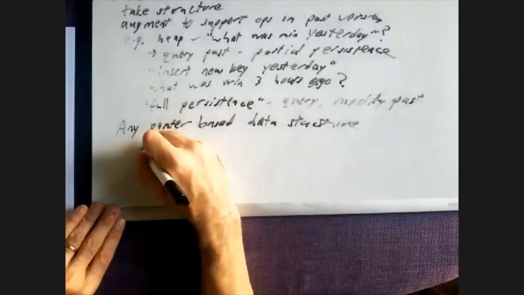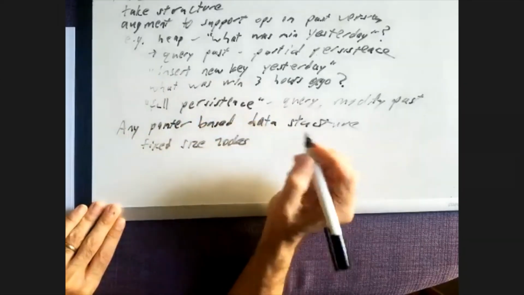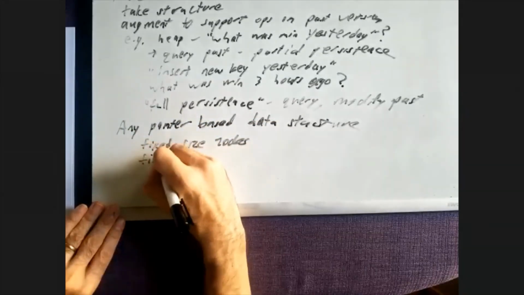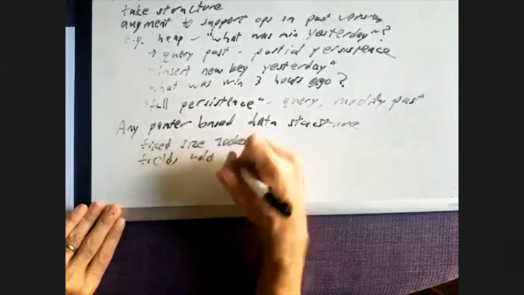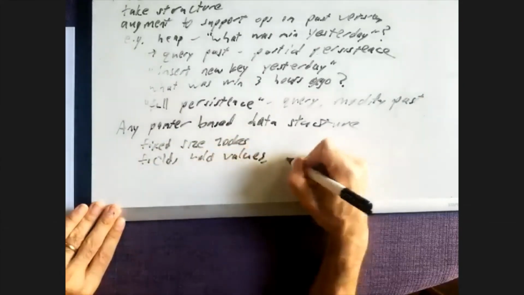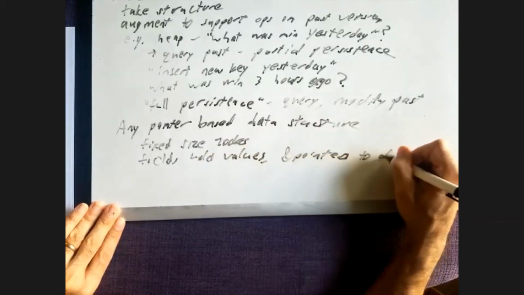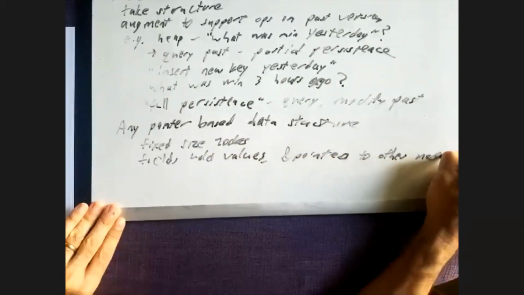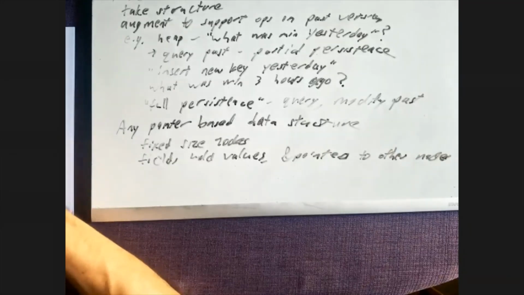So you have a collection of fixed size nodes whose fields hold values and pointers to other nodes. So all sorts of data structures meet this specification, right? The Fibonacci heap for sure, binary search trees, linked lists, right?